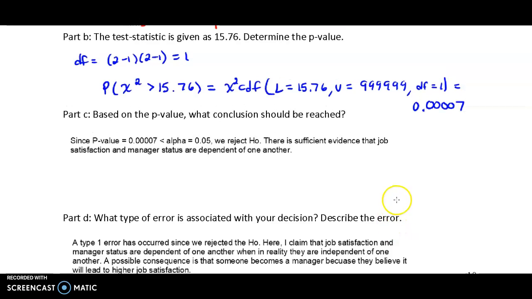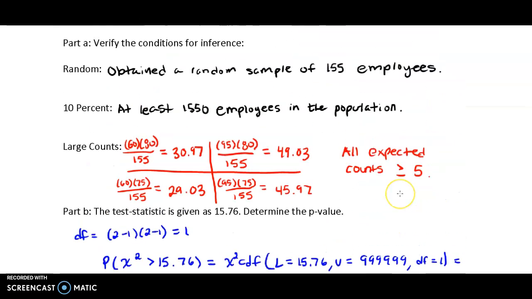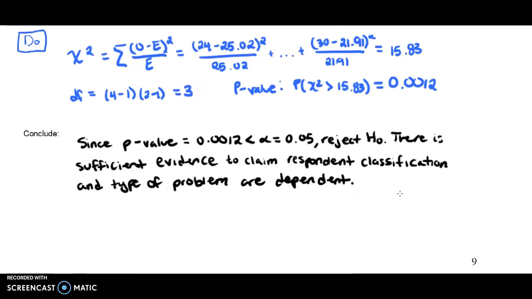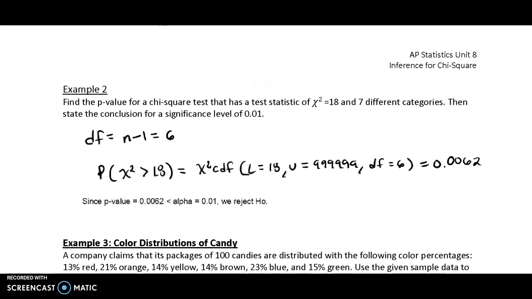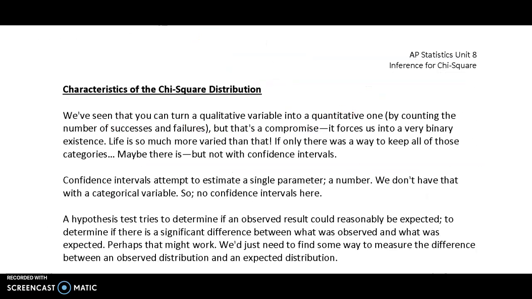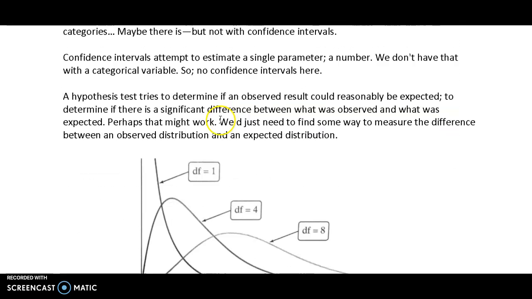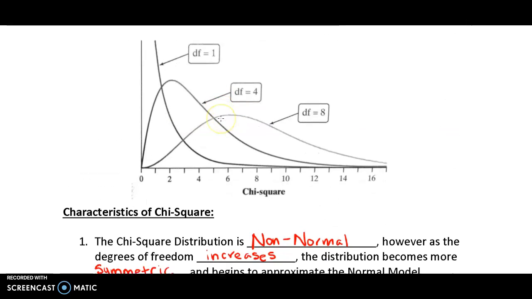So that brings us to the end of our inference for chi-square. So we've learned about goodness of fit, we've learned about homogeneity, and then we learned about independence. So that is going to wrap up Unit 8.